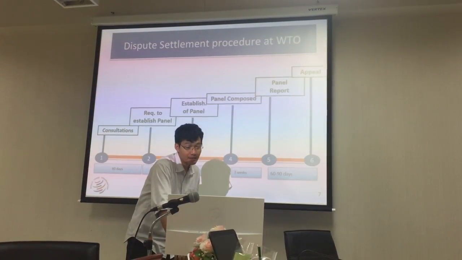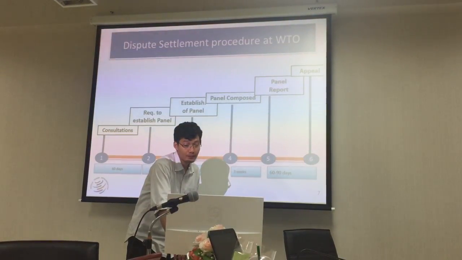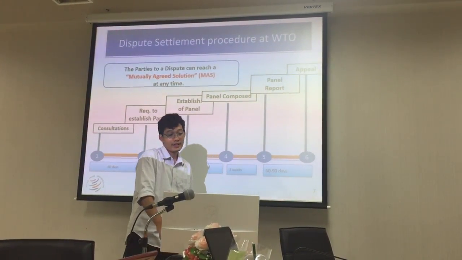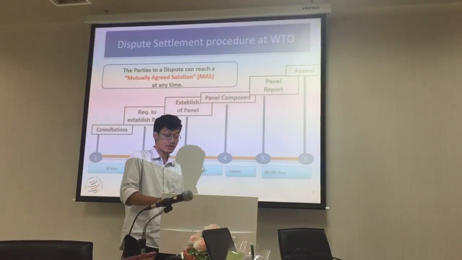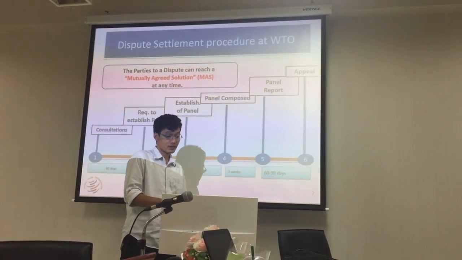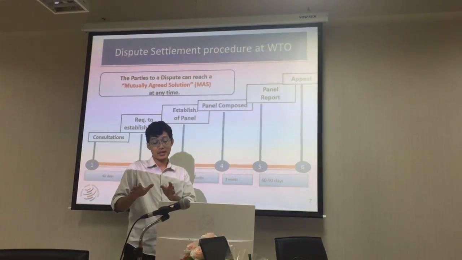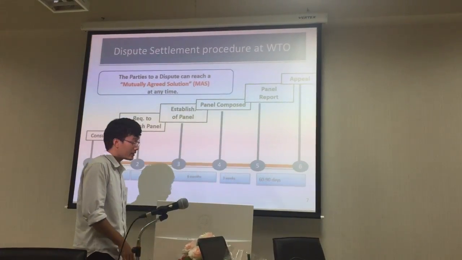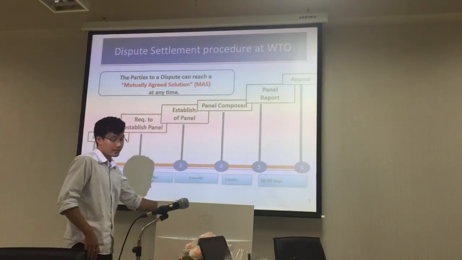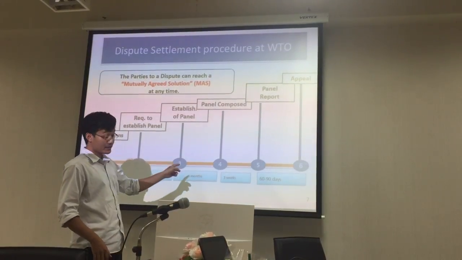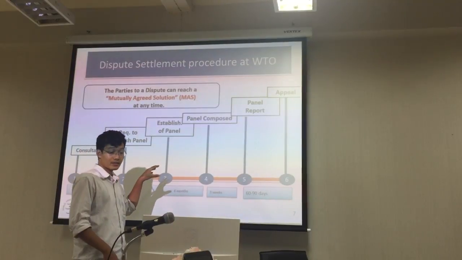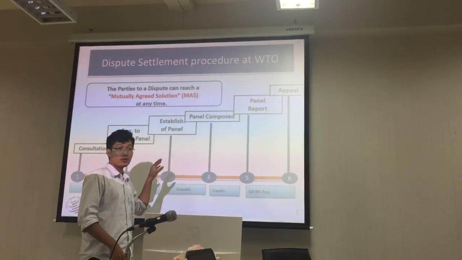Here are the steps in the WTO. They are divided into 6 steps from the consultation until the appeal. I also mentioned the duration below each step. This is the general procedure that the WTO uses.